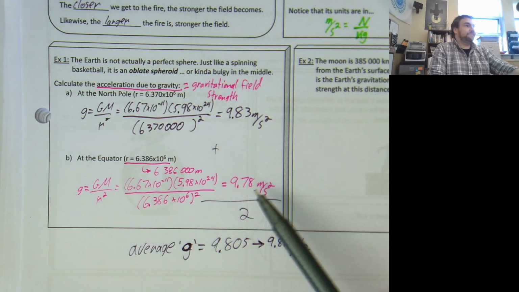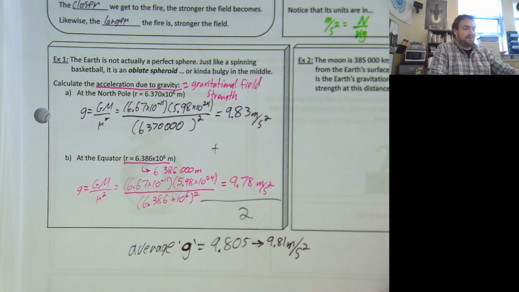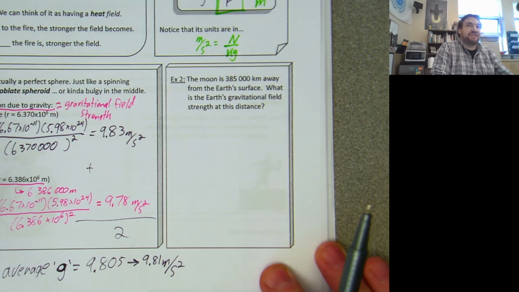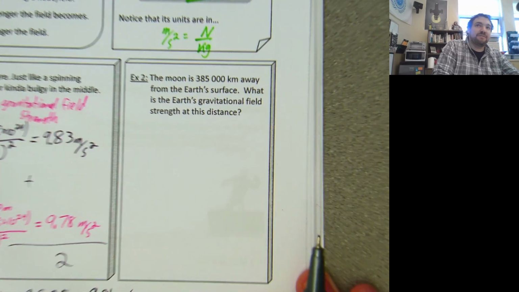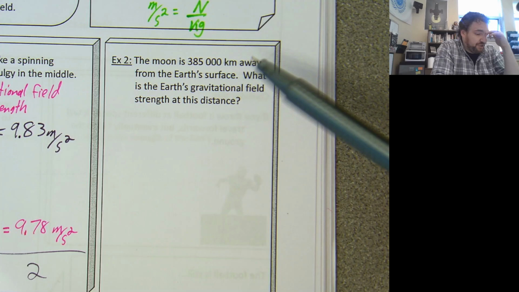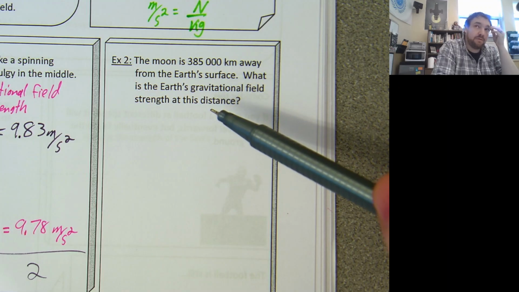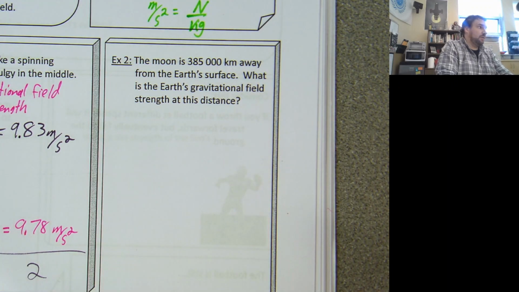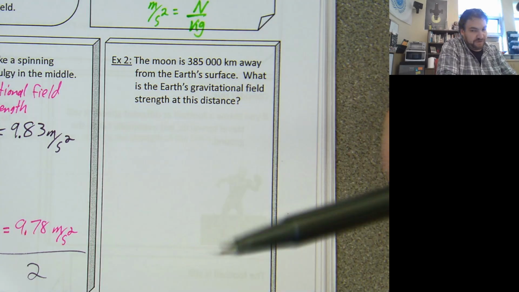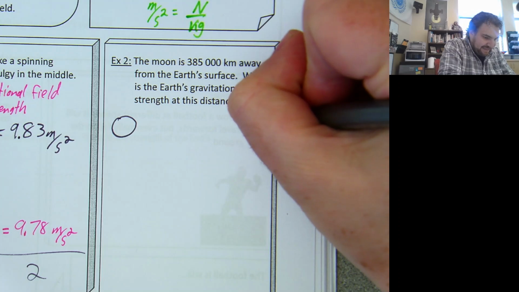Questions about what we've just done? Okay. Another concrete calculation example. Here it is: the moon. The moon is 385,000 kilometers away from the Earth's surface. What is the gravitational field strength at this distance? So how strong is the Earth's gravitational field way out where the moon is? Let's figure it out. Here is Earth. There's the moon.